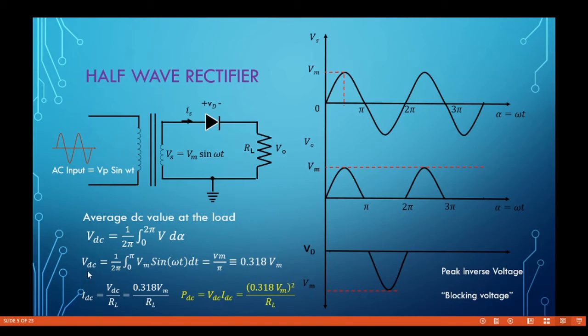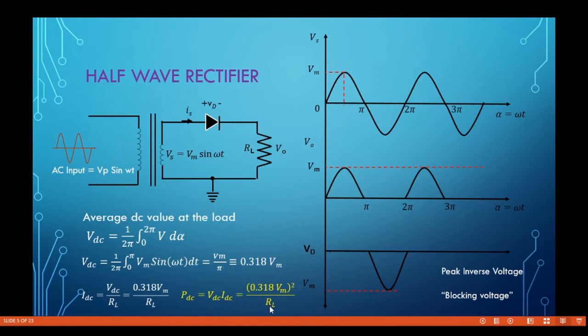Now from the DC voltage, you can calculate the DC current flowing through the load, that is the DC voltage divided by the load resistance, and we have obtained 0.318 Vm upon RL. Now PDC is the DC power you have obtained at the load. The power PDC is the voltage VDC times IDC, and you have (0.318 Vm) squared upon RL.